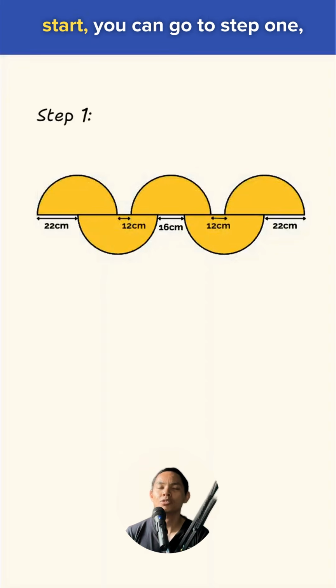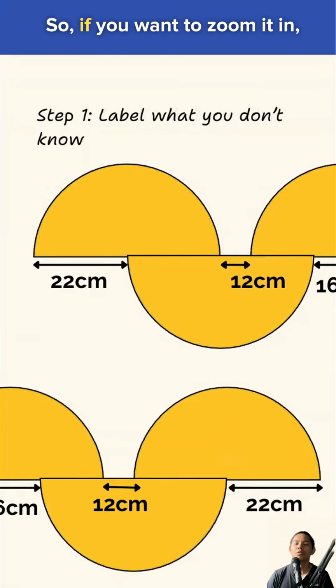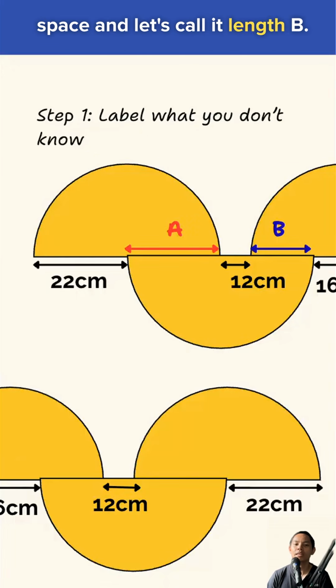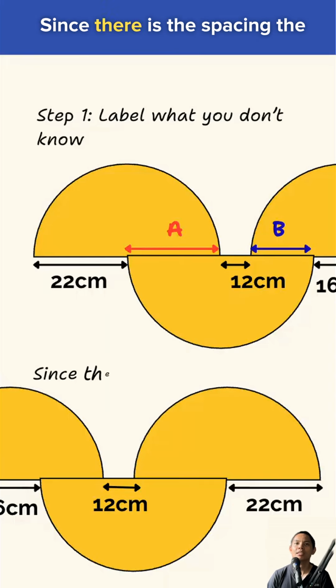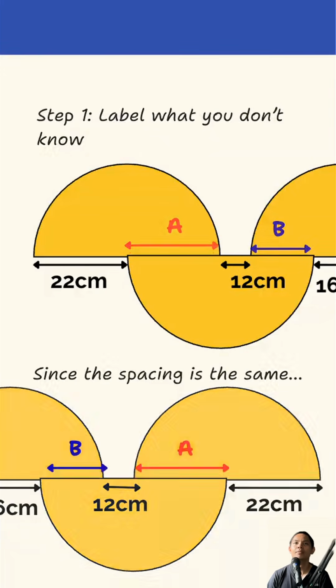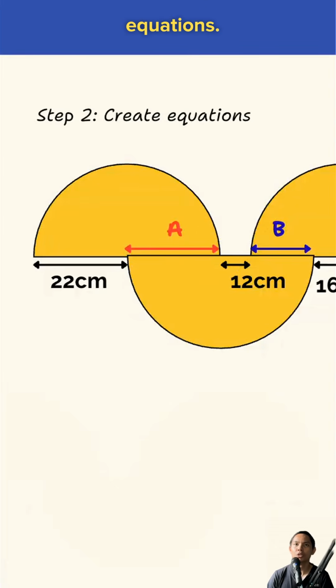If you don't know where to start, go to step 1, which is to label what you don't know. If we zoom in, there is this empty space, let's call it length A. Then we have this smaller space, let's call it length B. Since the spacing is the same, we will have this as length B and length A. Once you know this, step 2 is that we want to create equations.